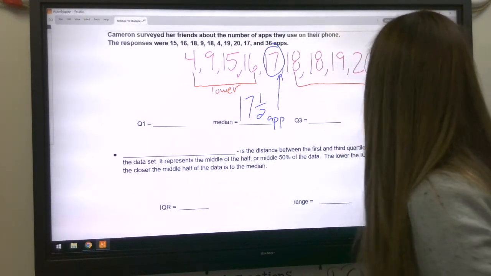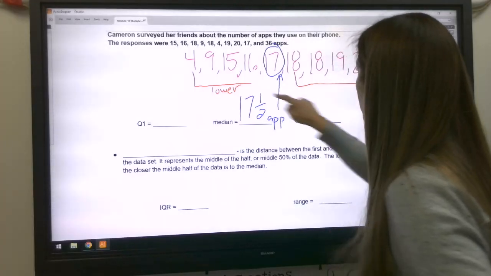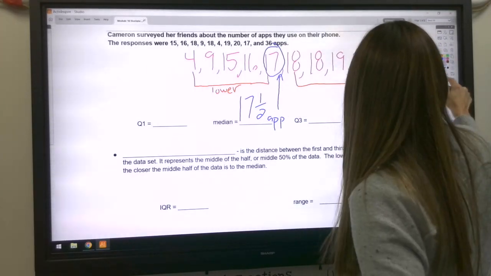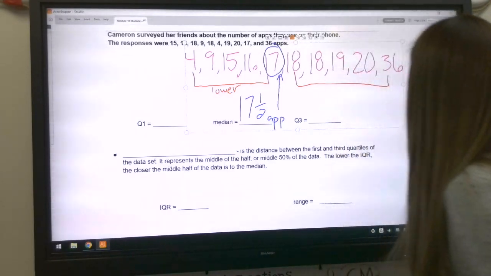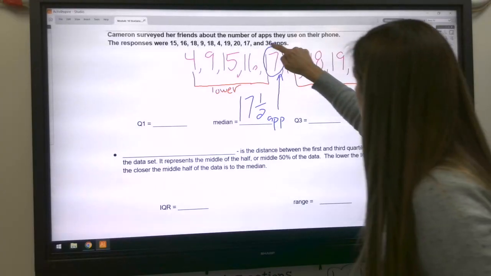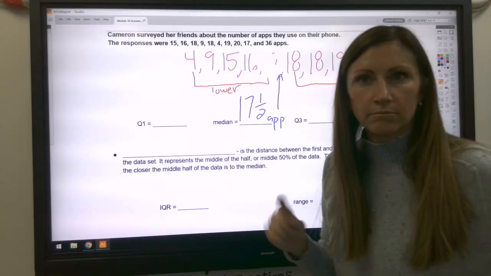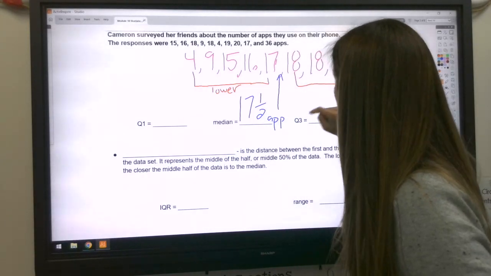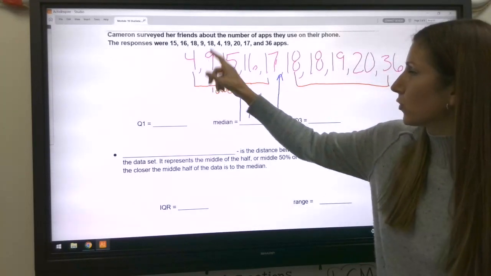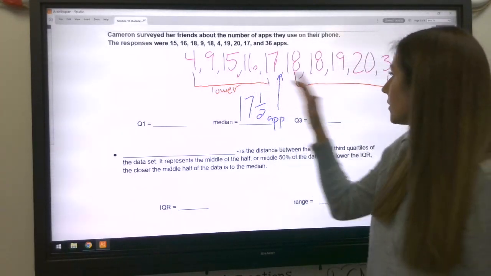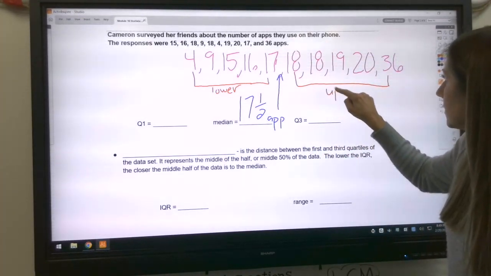Oops, I circled it, excuse me. Let's go back here, and that circle does not belong around that 17, because it's not the median. My arrow's showing the median. So now I have 5 and 5, right? 1, 2, 3, 4, 5. So this is the lower, and this is the upper. So let's finish labeling that, upper.